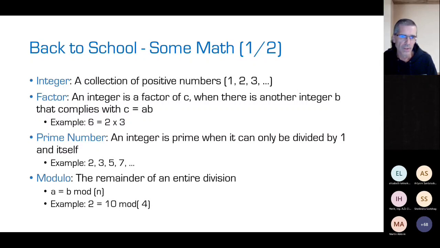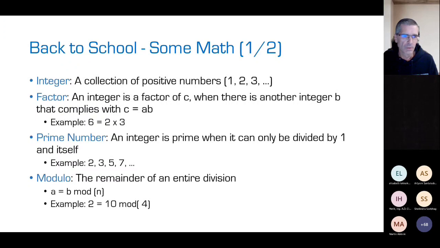A prime number is an integer. An integer is prime when it can only be divided by 1 and itself. So 2 is a prime number, 3, 5, and 7 are prime numbers. 4 is not, because 4 can be divided by 2, and 8 is not a prime number because 8 can be divided by 4 and 2. So there is a whole set of prime numbers. These are just the small ones, but for the RSA algorithm, we will use very large prime numbers.